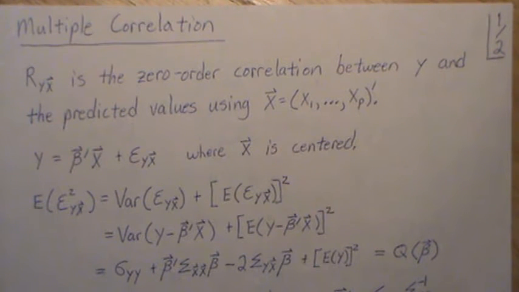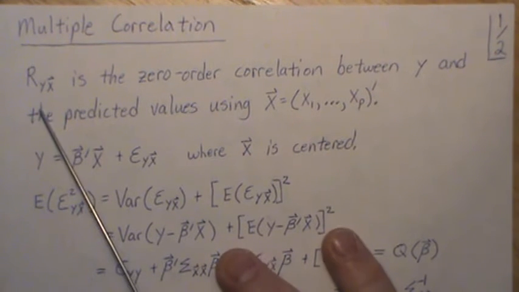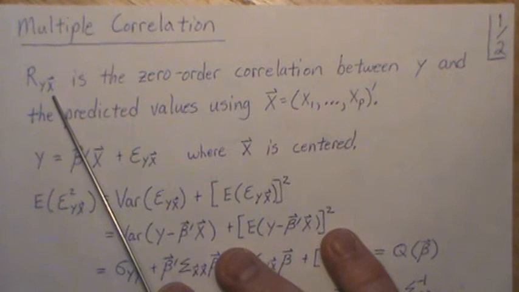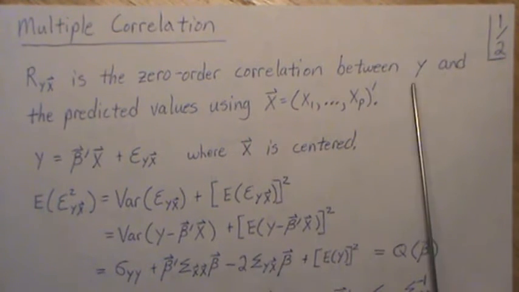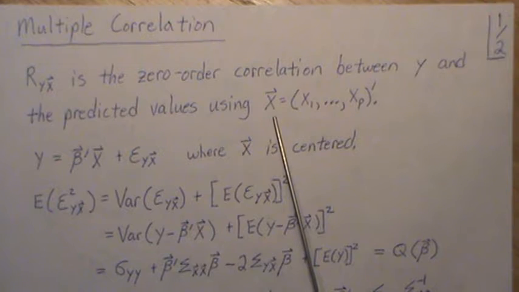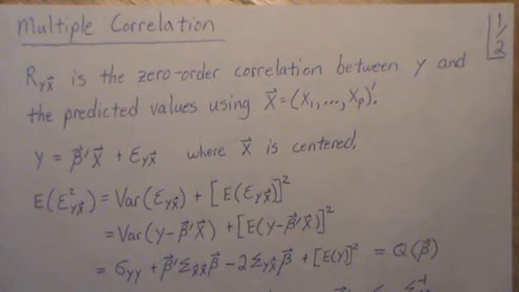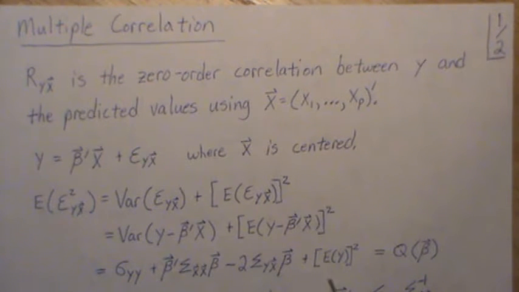Hello, this is the next video in a playlist that I'm calling correlation, and we're going to look at multiple correlation. Now, multiple correlation, denoted by R_{Y·X}, is the zero order correlation between Y and the predicted values using these P predictor variables. And we're going to develop two formulas for this, and both are used equally often, I guess.